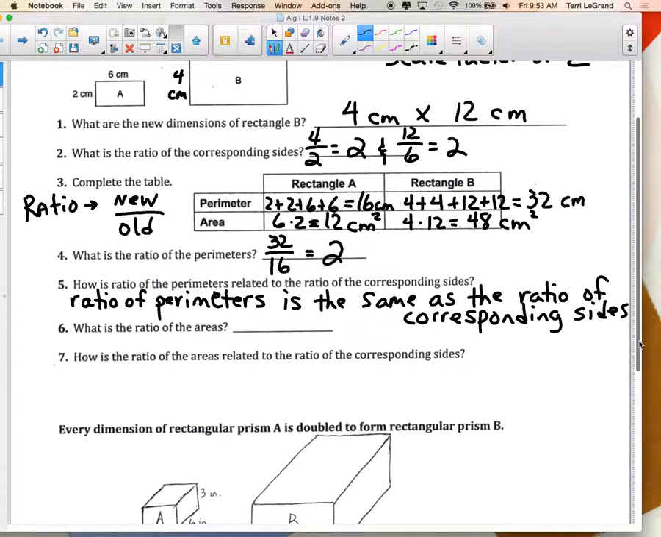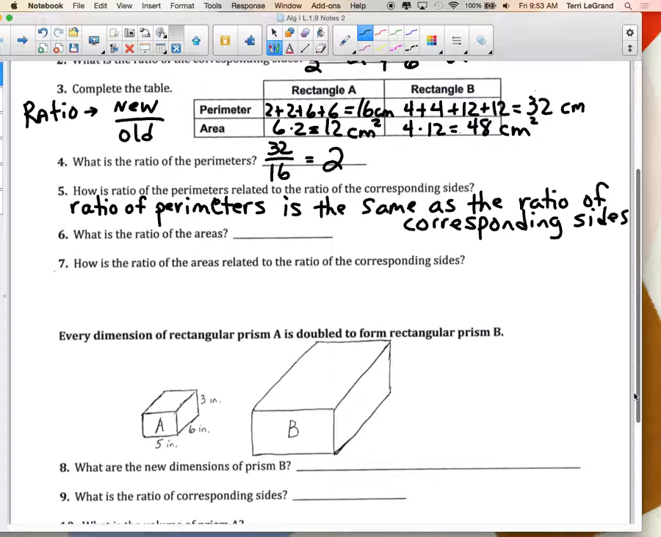Okay, what's the ratio of the areas? Well, new to old, so what? 48 over 12. What does that divide out to? 4. There are 4 12s in 48. So the ratio of the areas is not 2 like it was for the perimeter and the sides. It is 4. So how is that related to the ratio of the corresponding sides? It's double, or it's self multiplied times itself, right? 2 times 2 is 4.